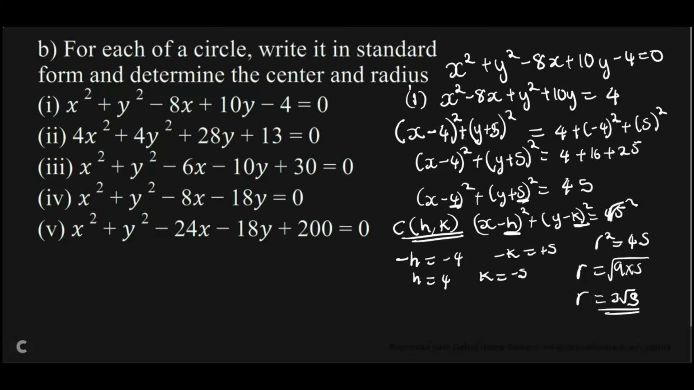In this situation, your center will be 4, negative 5. Then your radius is what? 3 root of 5. So this is your answer for the first question. Now let's go to the second question.